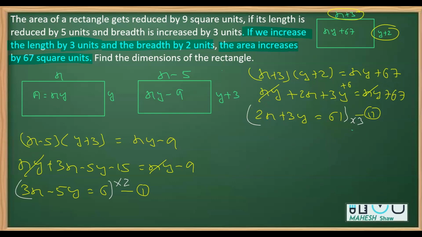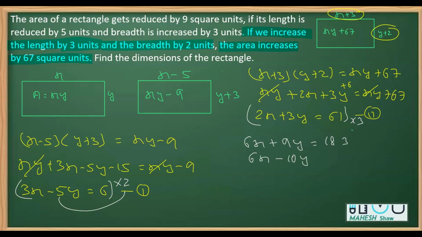So let's begin with multiplying this first. What we are getting here is 6x plus 3 into 3, that is 9y, is equal to 6. 3 ones are 3, 6 3s are 18, right? So this is from here, and from here what you're getting is 6x minus 10y, right?